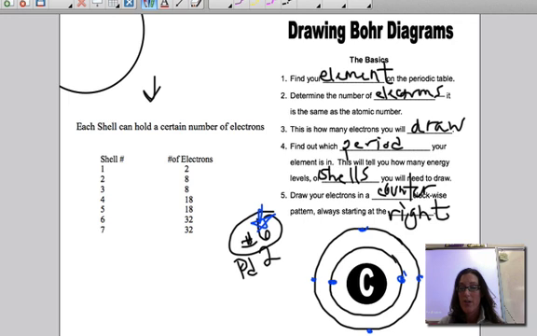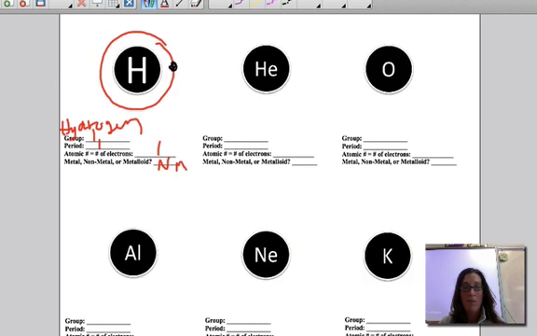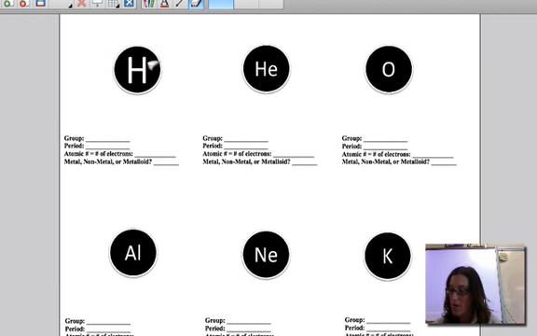All right, let's try another example. If we go to this example of hydrogen, we find hydrogen on the periodic table. Hydrogen is found in group 1. It's also in period 1. The atomic number of electrons for hydrogen is 1, and it is a nonmetal.